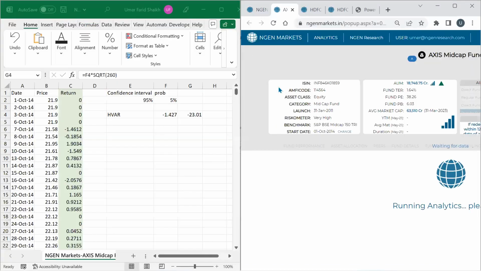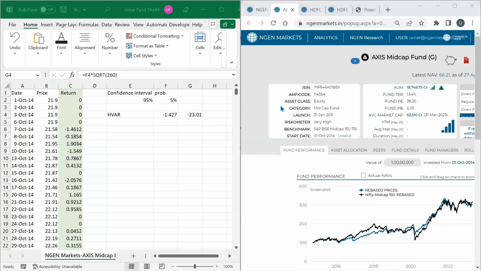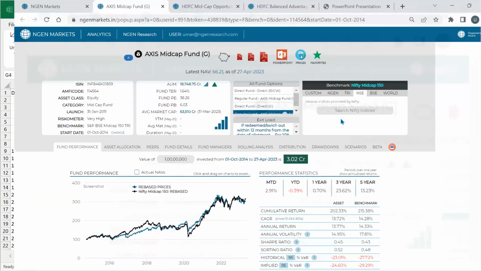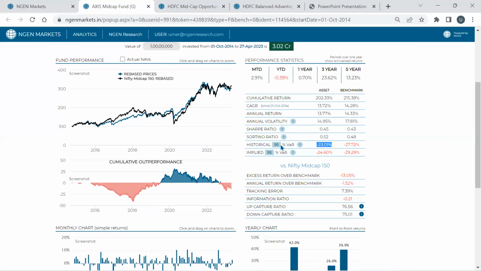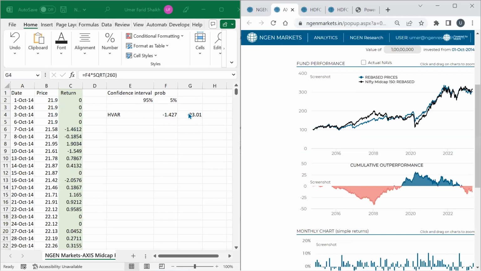Yes. So when you see here in the data sets format, we have the value at risk, which is given here as 23.01 with a 95% confidence interval. And when you see our Excel, our value at risk is -23.01. So this is how the historical value at risk is being calculated.